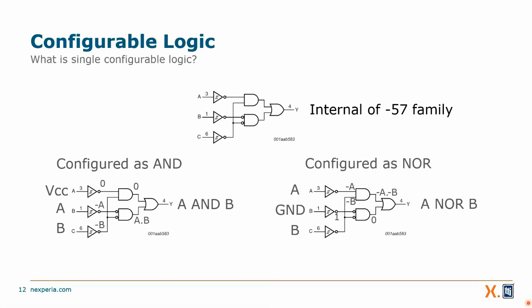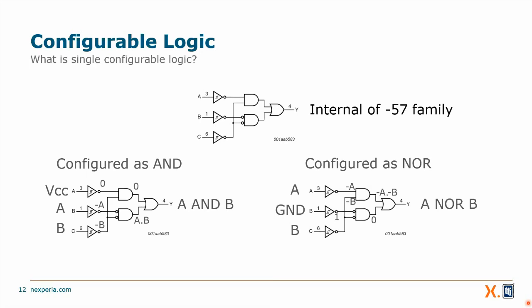And here's how it does it. The top diagram here shows you the internals of the -57 family. By the way, that's part of the part number, 74LVC1G57. Tells me where that number comes from. This is the actual circuit that's inside the device. It's no secret. It's a combination of gates. This combination of gates allows me to do configurability.